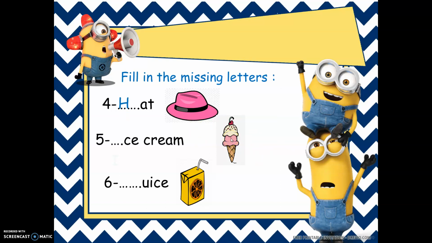I can see an ice cream. So the missing letter is I. Ice cream, I-C-E-C-R-E-A-M. And the third picture, I can see an orange juice. So the missing letter is J. J-U-I-C-E. Okay, do you like drinking juice or an orange juice? Yes, I like an orange juice.